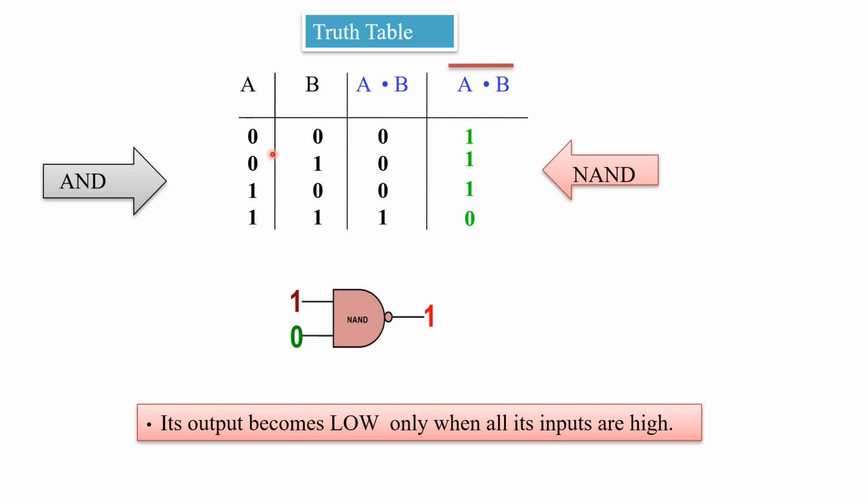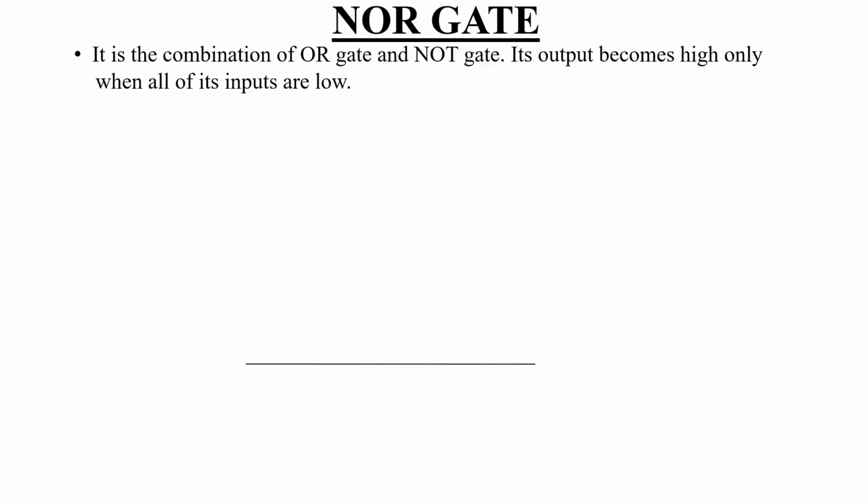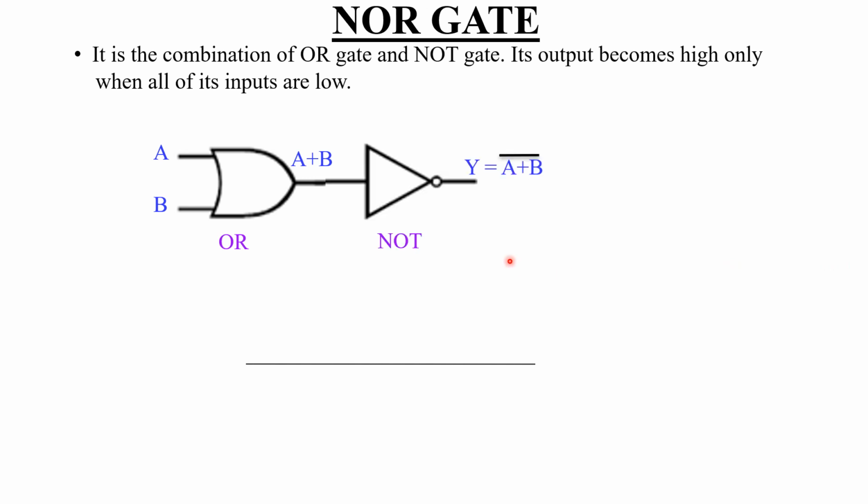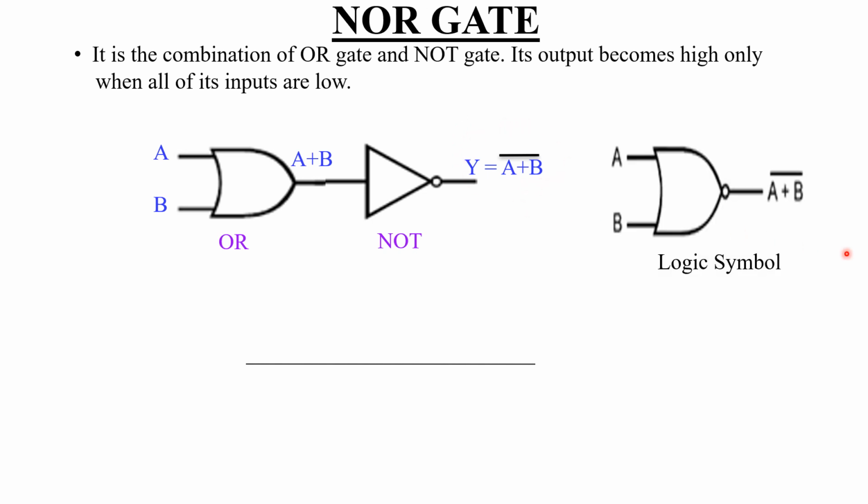Now let us see how the NOR gate is derived from the OR gate and NOT gate. So the NOR gate is the combination of an OR gate and a NOT gate. The OR gate is followed by a NOT gate, and it is a NOT-OR or NOR gate. The output Y is the complement of the OR gate output. What is the OR gate output? A plus B. The NOR gate output? A plus B bar.